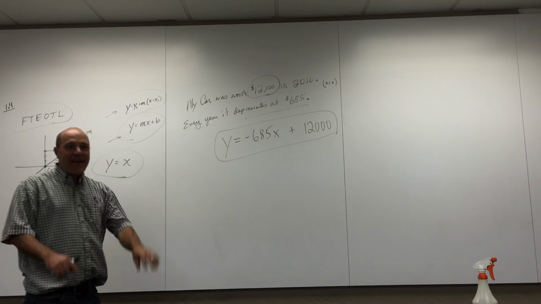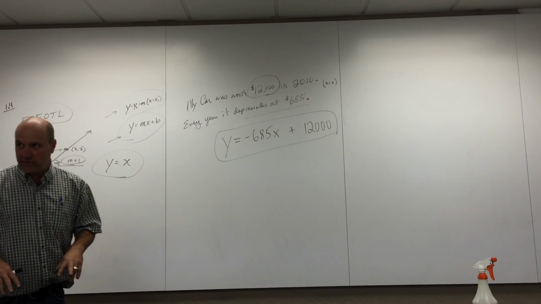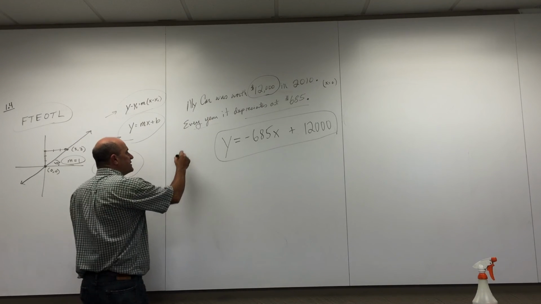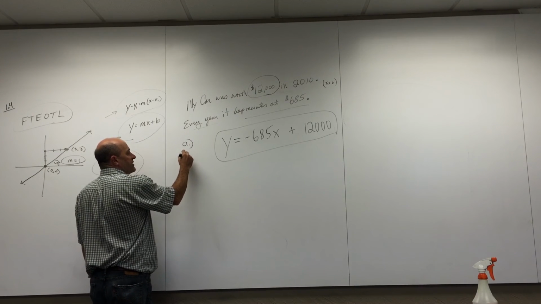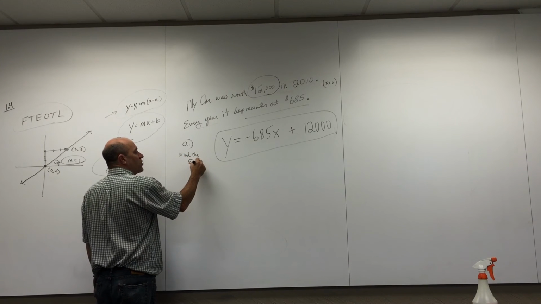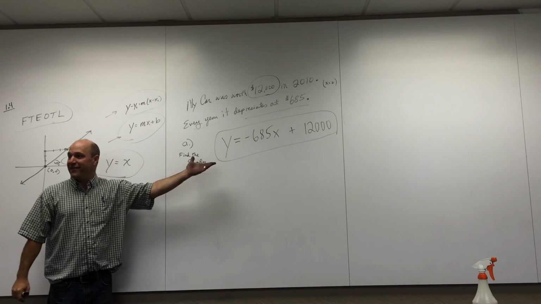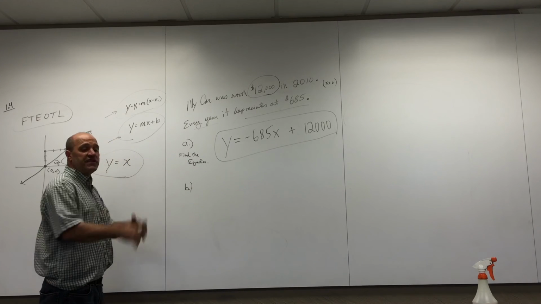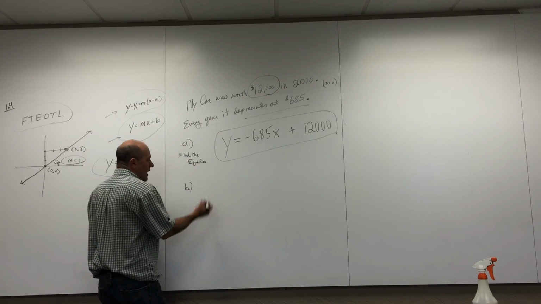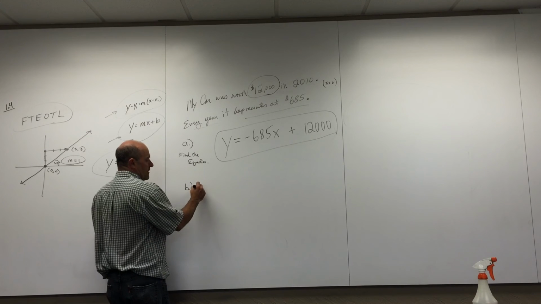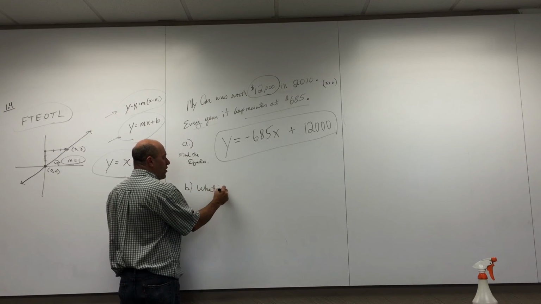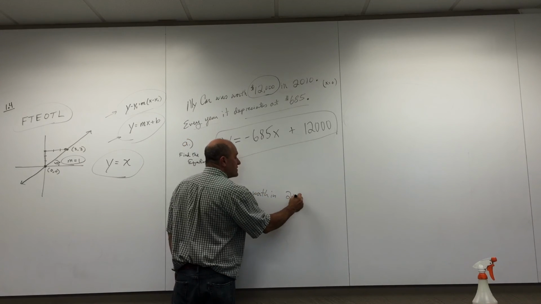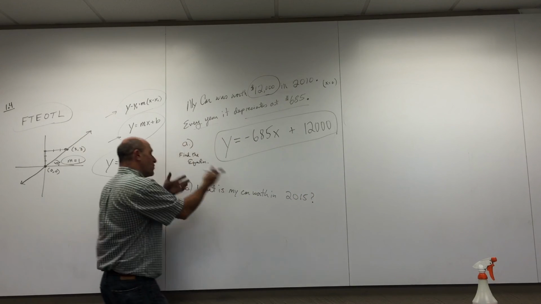In a word problem, I usually have 3 questions. By the way, this goes on all semester too, but let's go ahead and start it now. The first question is, please find the equation, because you need the equation. So we sort of just did that. We found the equation. So that's part A. Part B and C want you to use the equation, and part B says, what's my car worth in 2015? So what would you do?